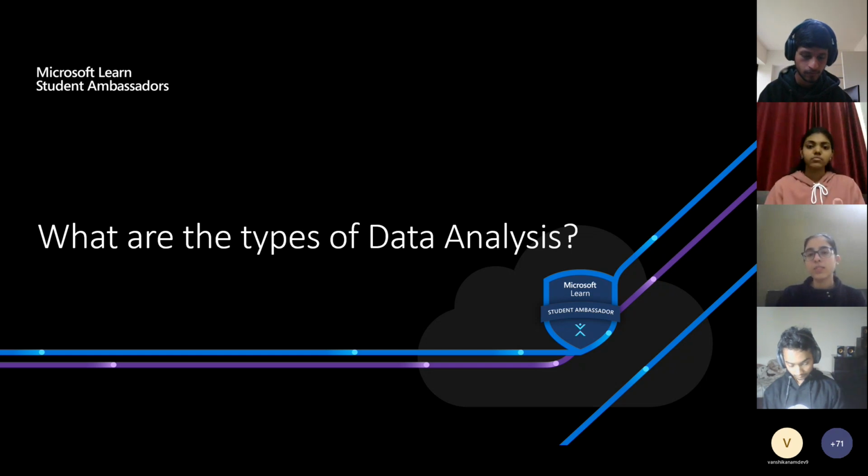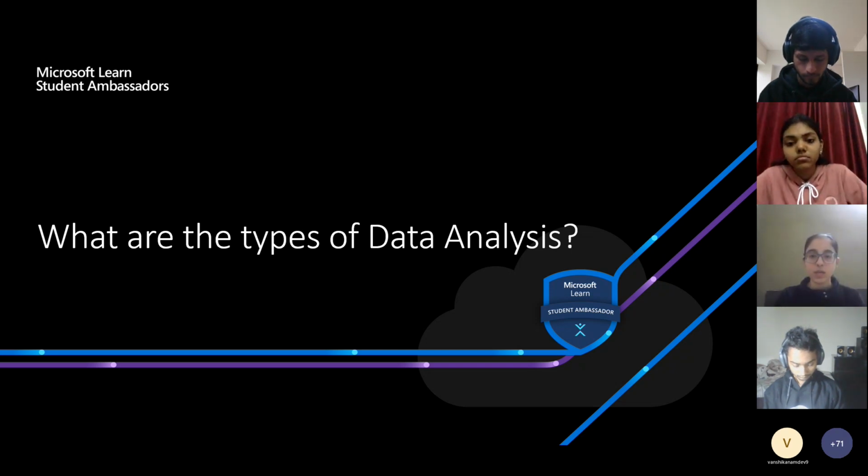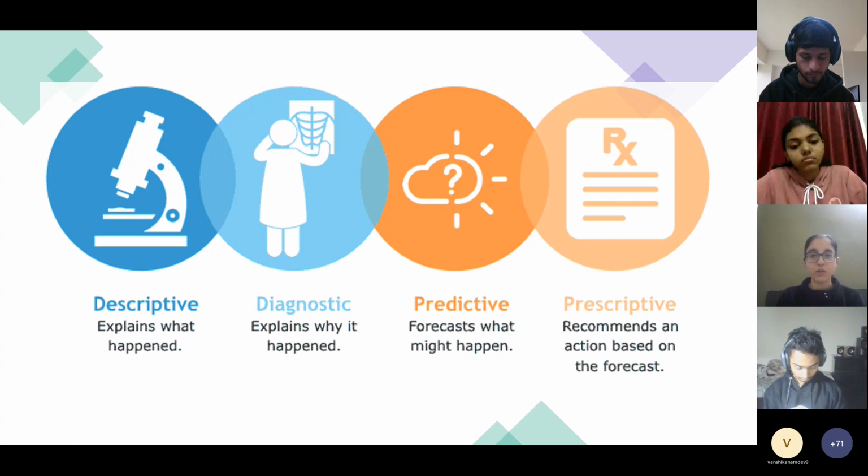Then the second category is diagnostic. It explains why it has happened. Maybe I have some holidays coming up and I want to read some book for a collection or something. So it will go through all these diagnostics, and then it will forecast. The third step is predictive analysis, and it will forecast what might happen in future, and then it recommends based on the action of the forecast. So there are four steps as explained: descriptive, diagnostic, predictive, and prescriptive.